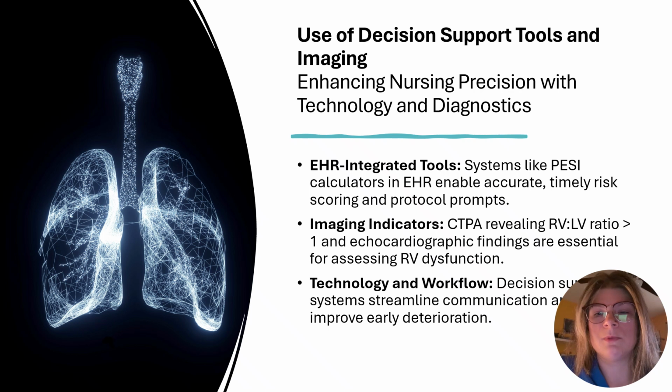Imaging continues to play a pivotal role, particularly computed tomography pulmonary angiography, CTPA, and the echo. A right ventricular to left ventricular ratio greater than 1 is strongly associated with poor outcomes and helps categorize patient acuity.